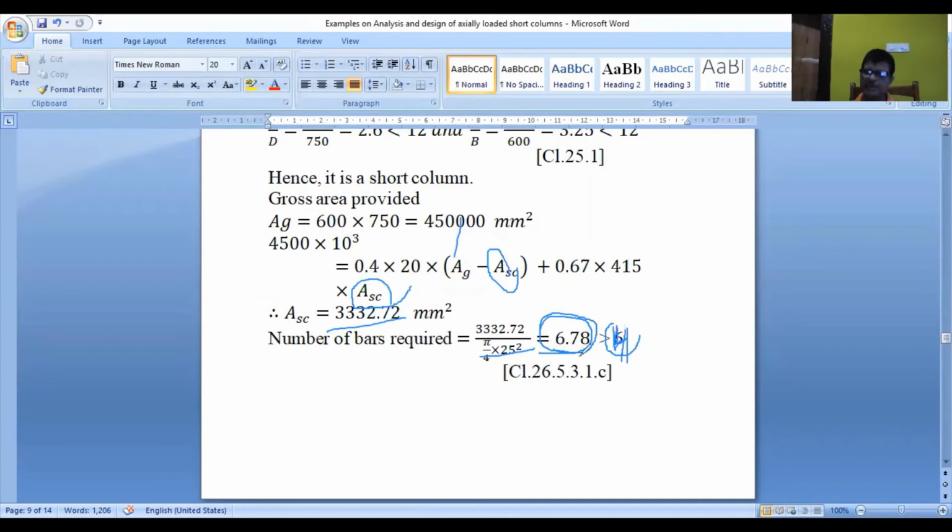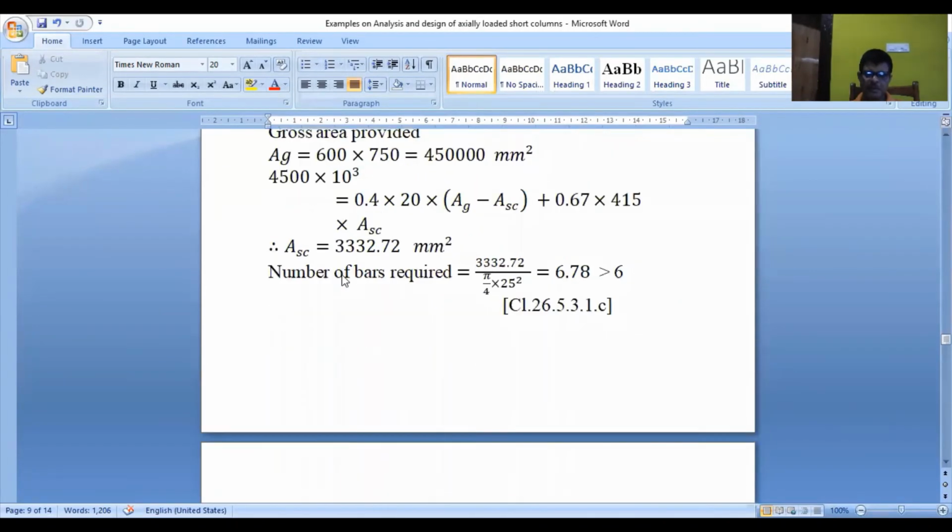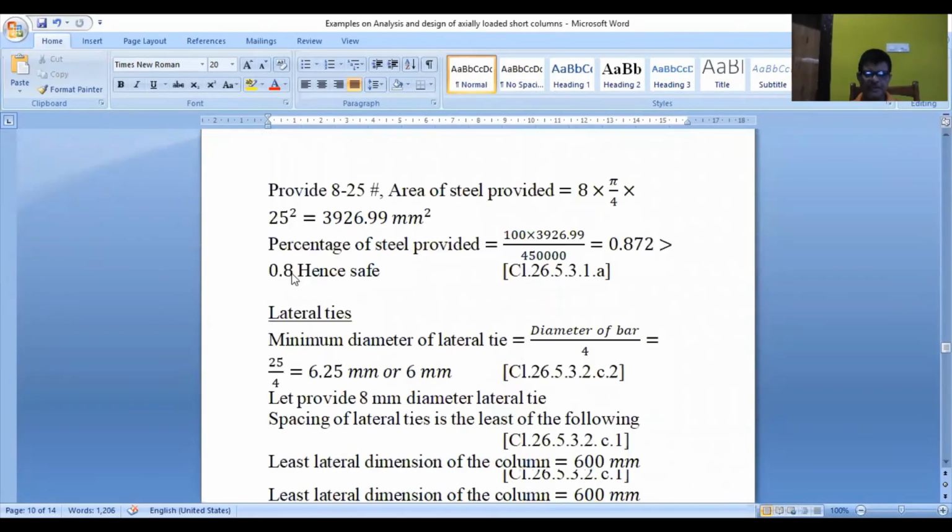Now 6.78 means you can provide 8 bars because 7 bars cannot be provided in the detailing. We'll see later stage. So you need 8 bars to provide it. That is why you provide 8 number bars for the main reinforcement and calculate the area of steel.